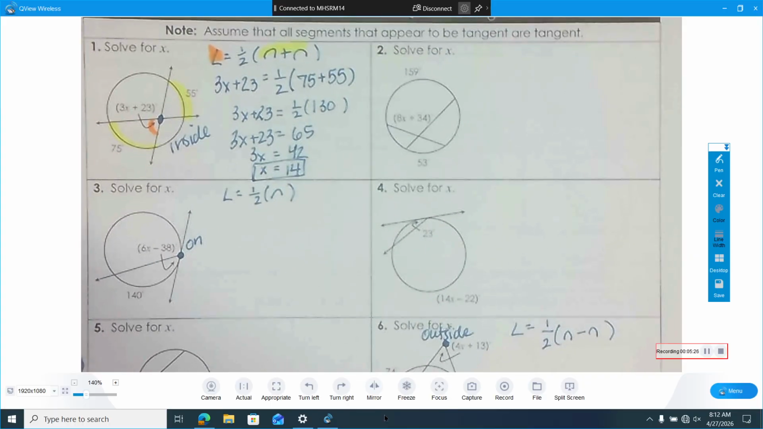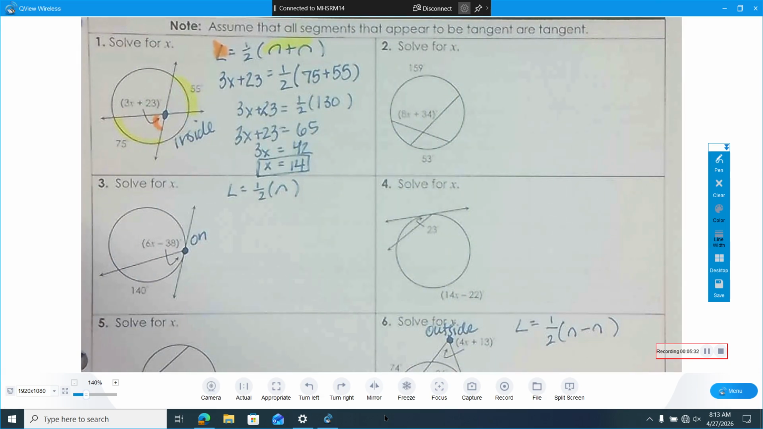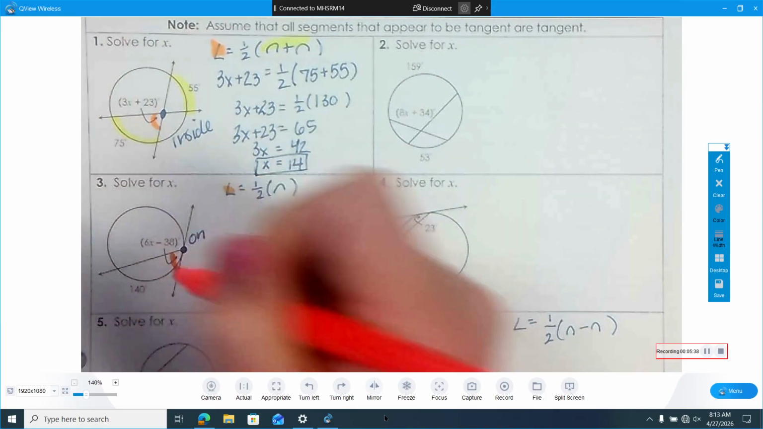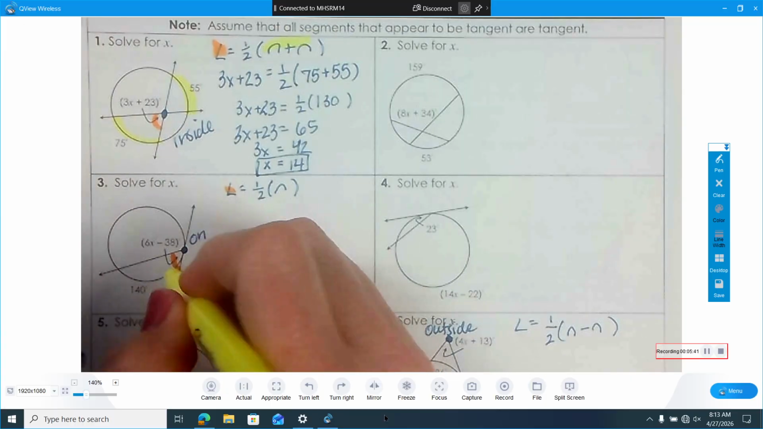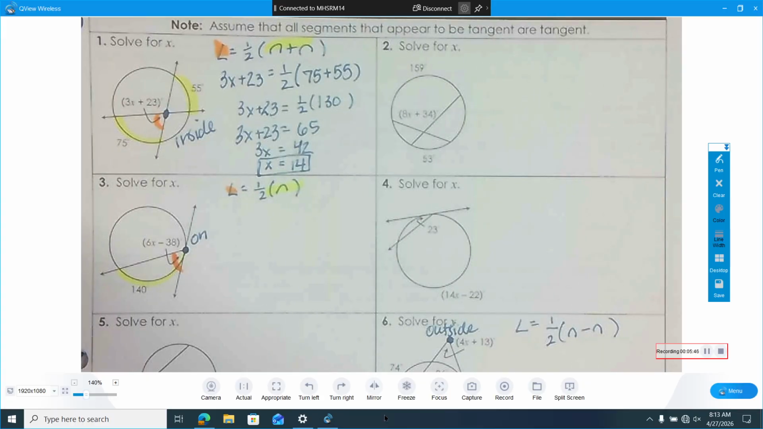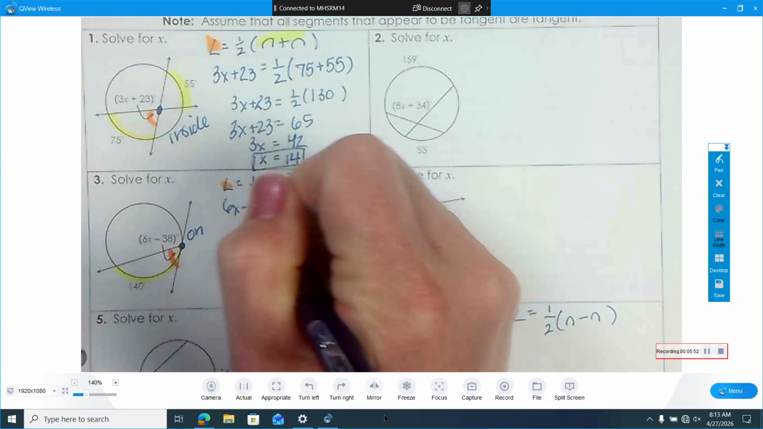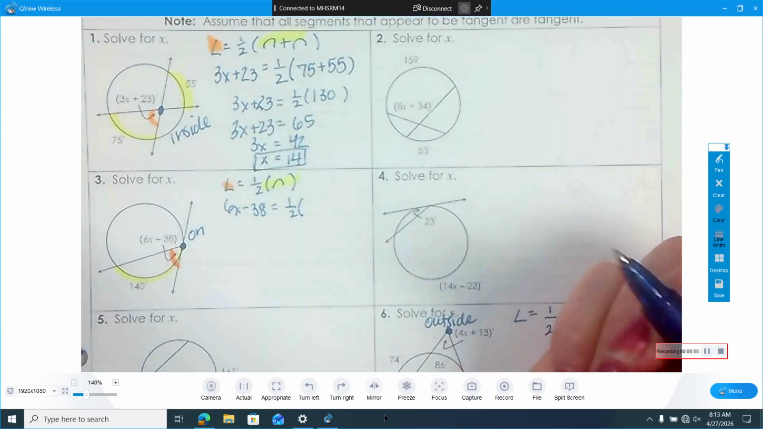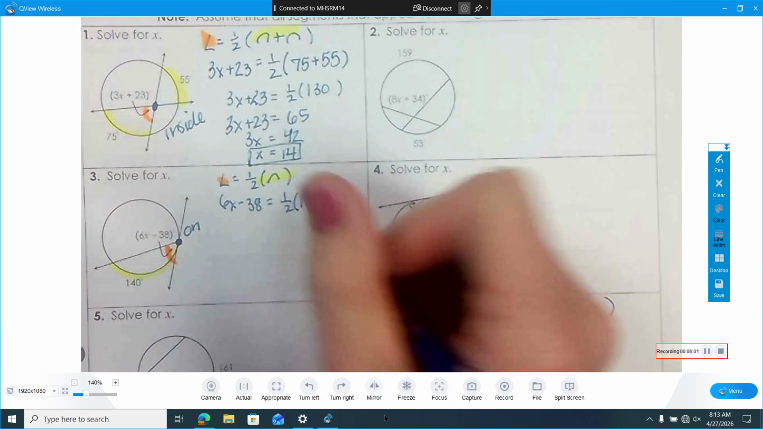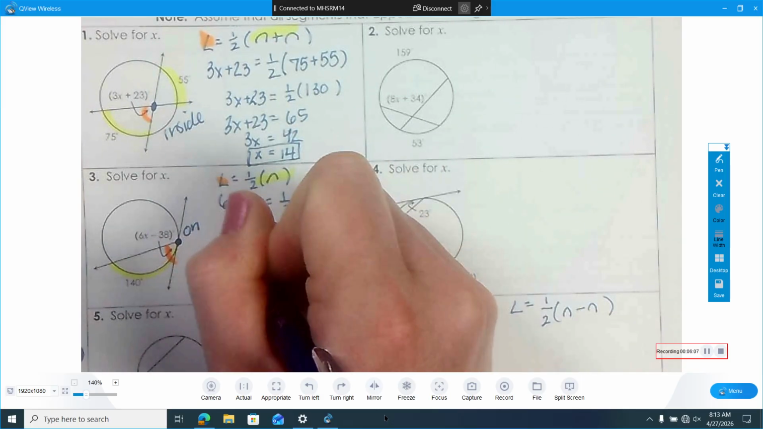All right, let's look at number 3. This has the intersection of a tangent and a secant on the edge of the circle. So our setup is the angle. So the angle is right here. The angle equals half of the arc that it eats. All right, so we have the orange angle and the yellow arc. What should I write for my equation? Half of 140, that's it. What is half of 140? 70. 70 equals 6x minus 38.